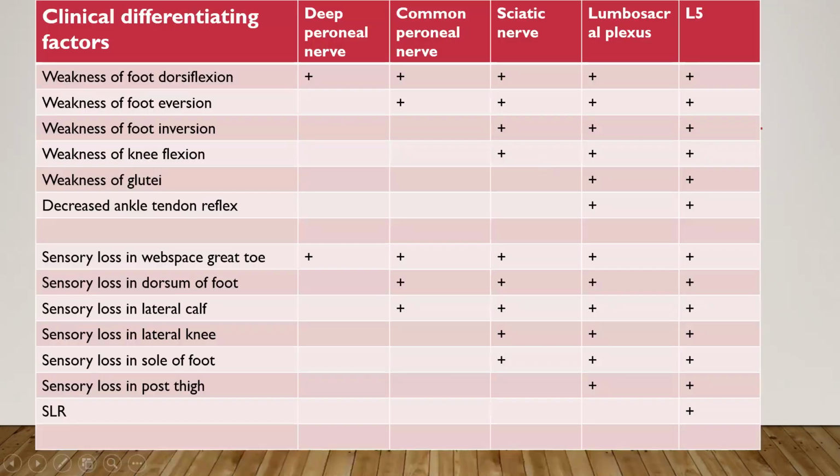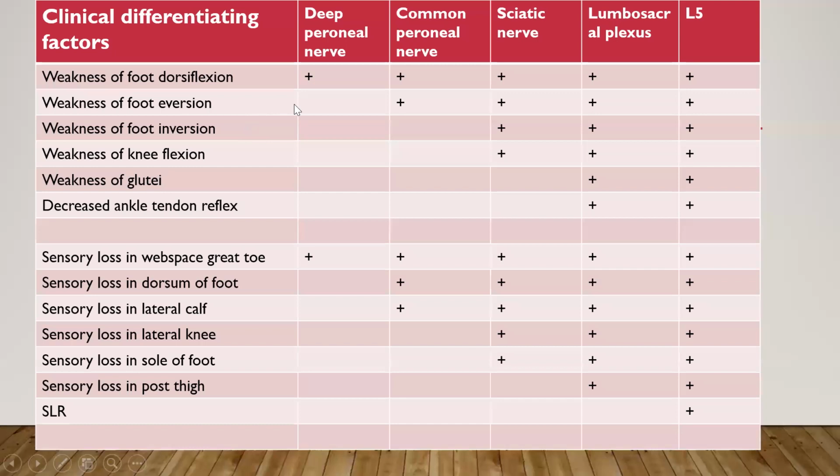Next. So this is the chart for today. I think we discussed this. Weakness of foot dorsiflexion can happen in common peroneal nerve and sciatic nerve. Then it can get affected in the lumbosacral plexus. It can get affected in the L5 root also.